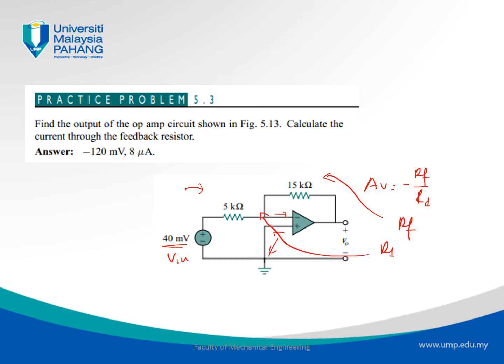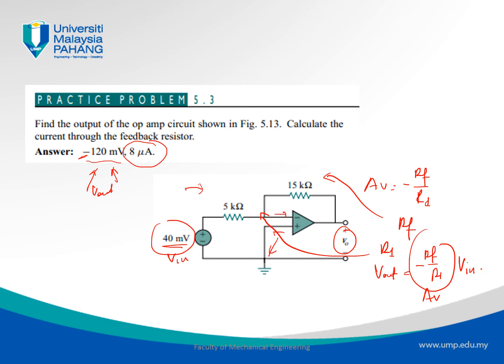So that will allow us to find V output. If we look at the previous demonstration, V output will be equal to minus RF over R1, the amplification ratio, multiplied by V in. So I'll let you try. You should find an answer of V output equal to minus 120 millivolt. So we have 40 millivolt in input, and it will be transformed into minus 120 millivolts. So you amplify by a factor of 3 and it inverts the signal.